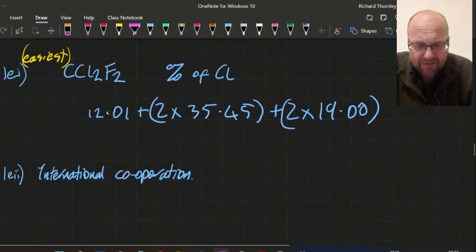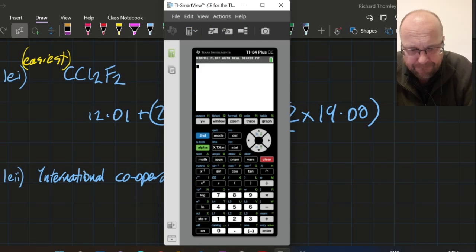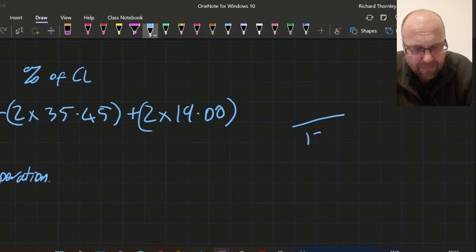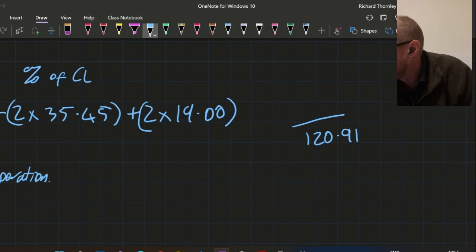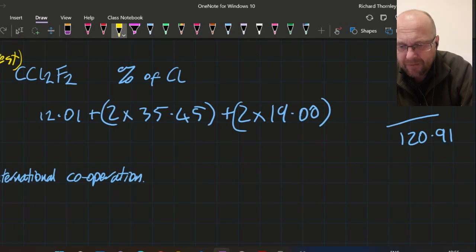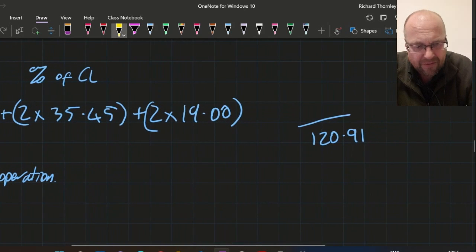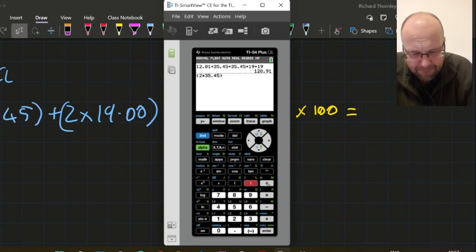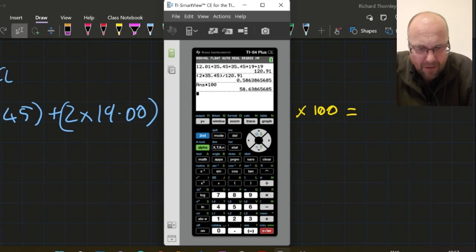All right, let's work out the molar mass of that then. So 120.91. So the total molar mass is 120.91. I'm going to quickly check if that's right. Yep. And then the percentage of chlorine, well, I can see there's 2 chlorines here. So I better account for that. So at the top of this is going to be 2 times 35.45 and multiply by 100 to get a percentage. All right, 58.64.